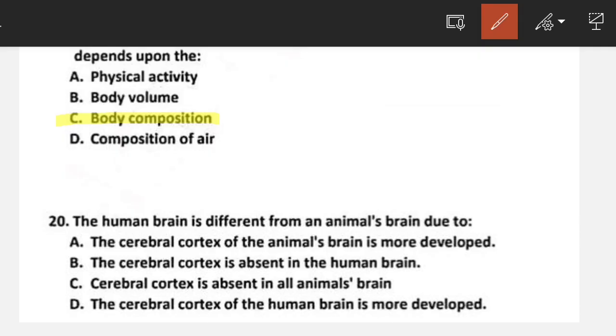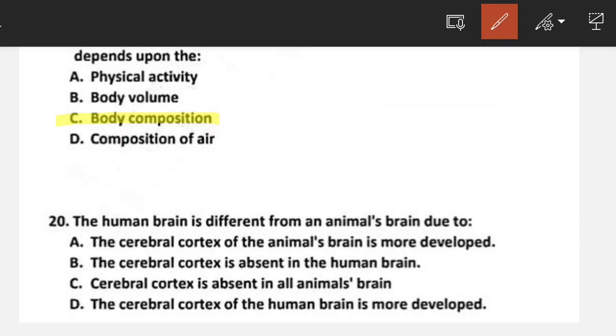Question number 20: The human brain is different from an animal's brain due to? Option A: the cerebral cortex of animal's brain is more developed. Option B: the cerebral cortex is absent in the human brain. Option C: cerebral cortex is absent in all animals' brain. And option D: the cerebral cortex of the human brain is much more developed.